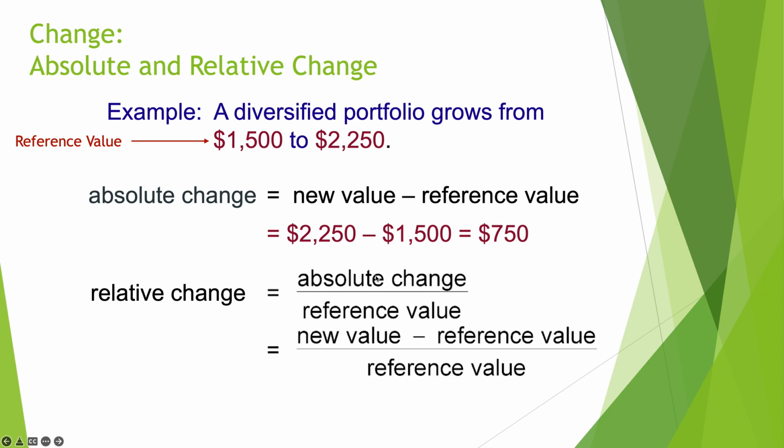So the relative change is the absolute change, which we just figured out was $750, over the reference value. Now, if you don't want to look at it that way, you can look at it as the new value minus the reference value. But that is the absolute change. They are the same thing, so it doesn't make a difference how you look at it. And they're both over the reference value. So that would be 750 over 1,500, which is a 50% change. And if you invested $1,500 in your portfolio and you got back $2,250, it grew by 50% or half.